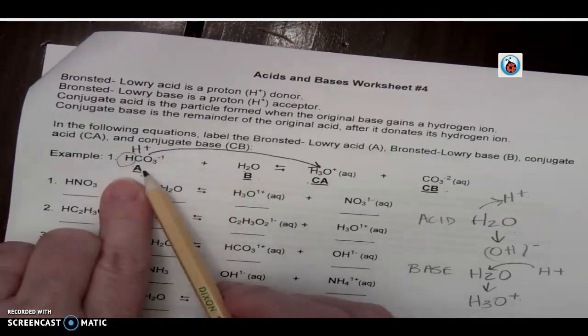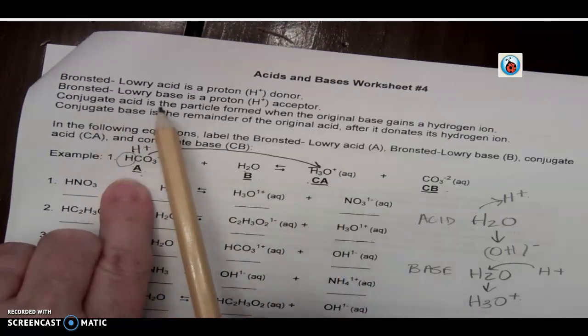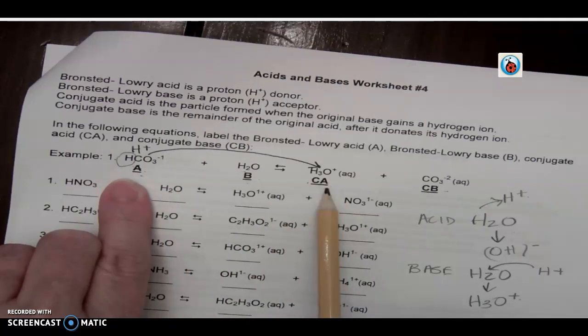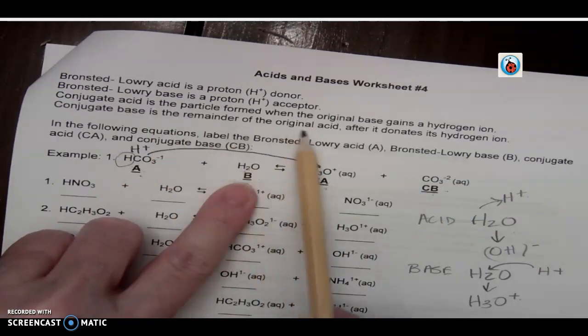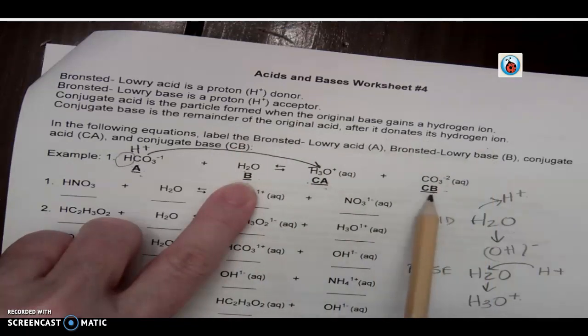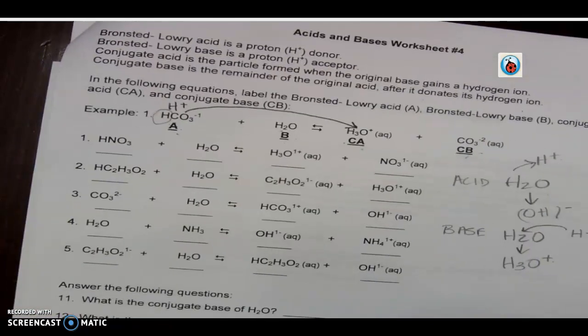Whoever you give your hydrogen ion to becomes the conjugate acid. Let's look at the definition. It's the particle formed when the original base gains a hydrogen ion. This is the base, it's gained a hydrogen ion, so it's the conjugate acid. So pick out your acid, and whoever you gave the hydrogen to is the conjugate acid. And here's the conjugate base, because what's a conjugate base? The remainder of the original acid after it donates a hydrogen ion. So if we've donated a hydrogen ion, what's left over? This is it.